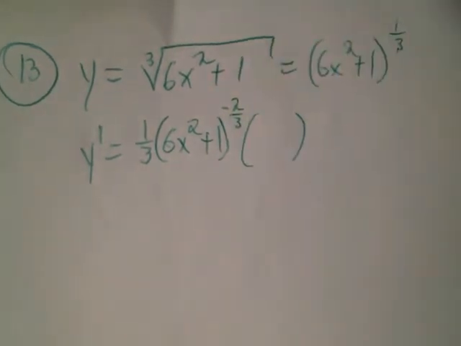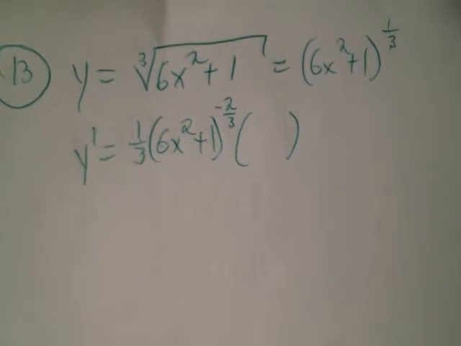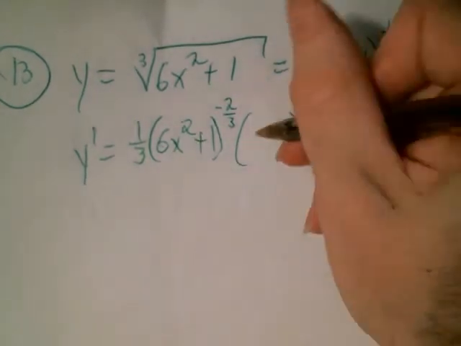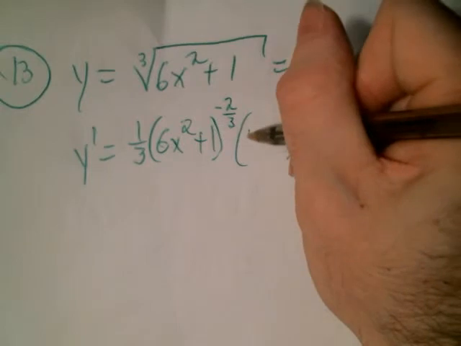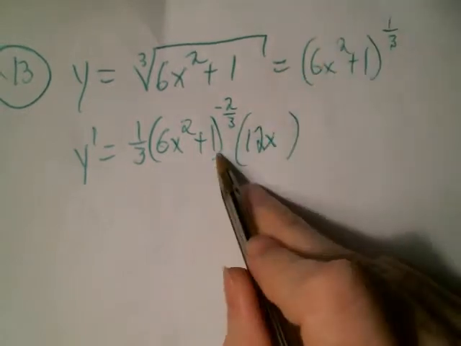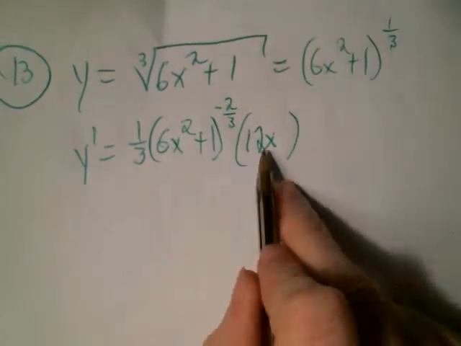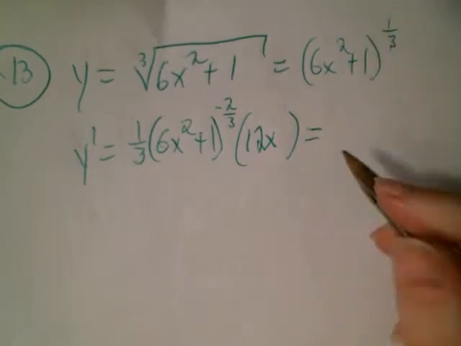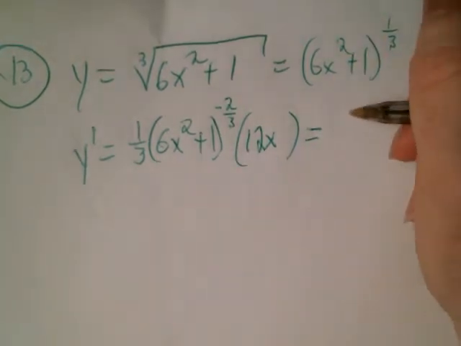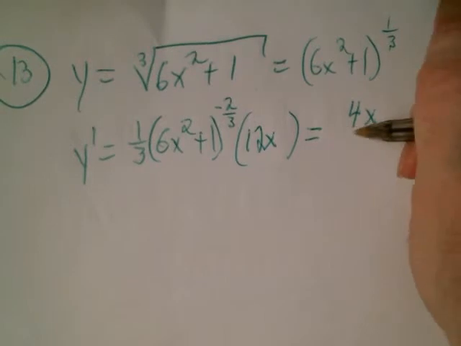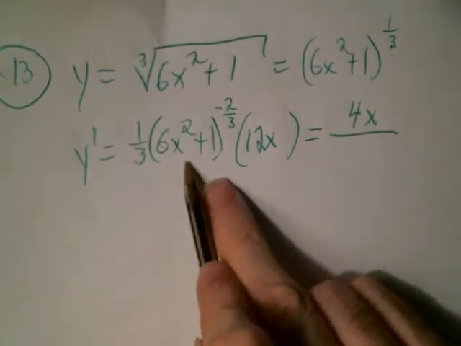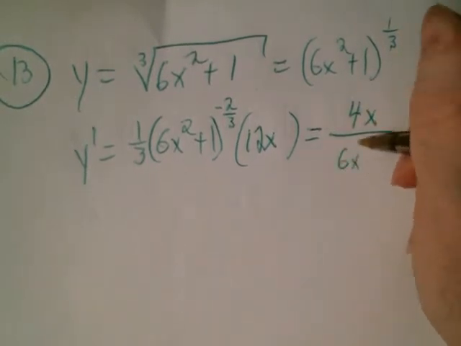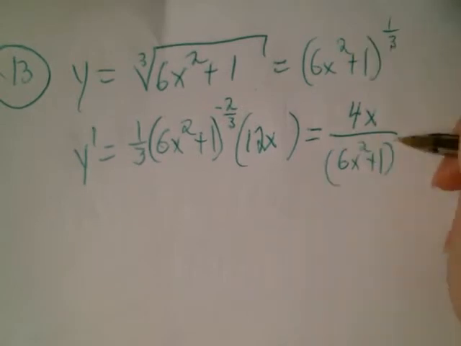And then I have to tack on the derivative of the guts. Right? So the derivative of 6x squared is 12x. The derivative of 1 is 0. And it looks like I got it. So simplify, 12 times 1/3 is 4, and then we have an x. And then I'll drop this stuff to the denominator, and I get 6x squared plus 1 to the positive 2/3.